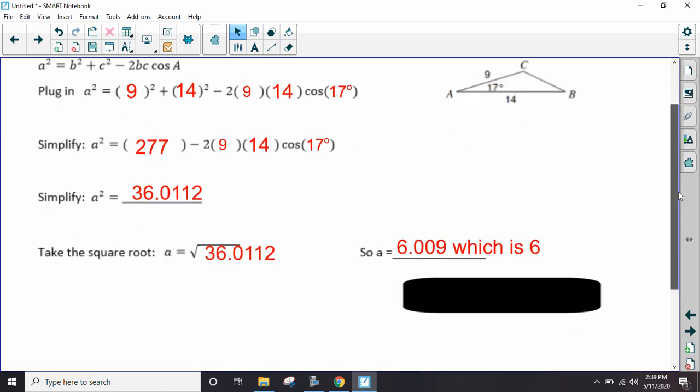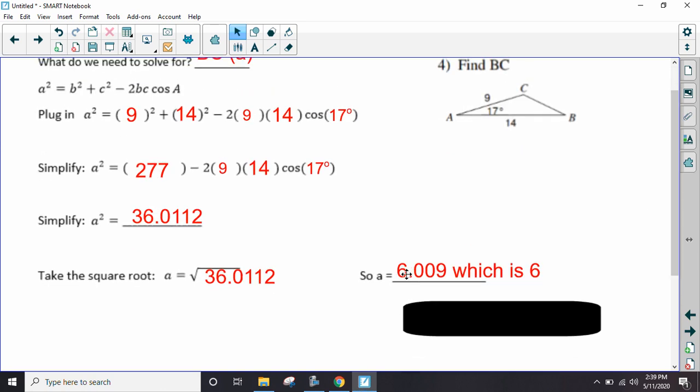After you get done, it goes 6.009, which is just going to round to 6, because this is going to round to 1, and 1's not bigger than 5, and that's it. Again, that's how we're going to use the law of cosines to find sides. Pretty straightforward, pretty easy to do.